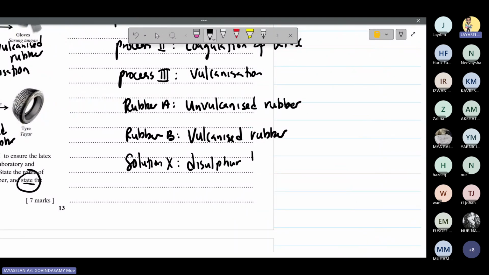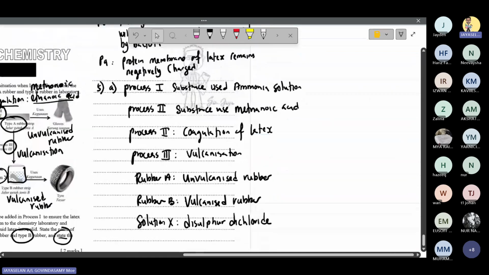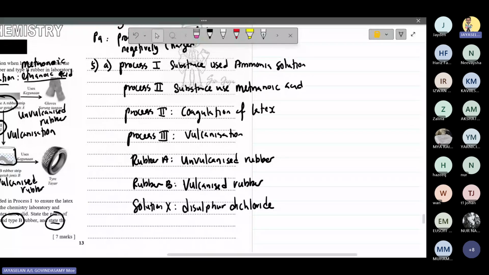Disulfur dichloride solution. This solution should be rendamkan dalam satu larutan organic solvent. So you nak letak macam ni pun dapat markah. So I already score 7 marks for this. Any question? Okay, copy down this.